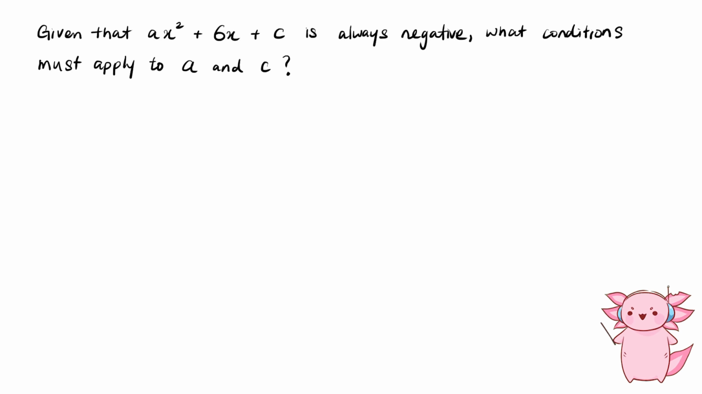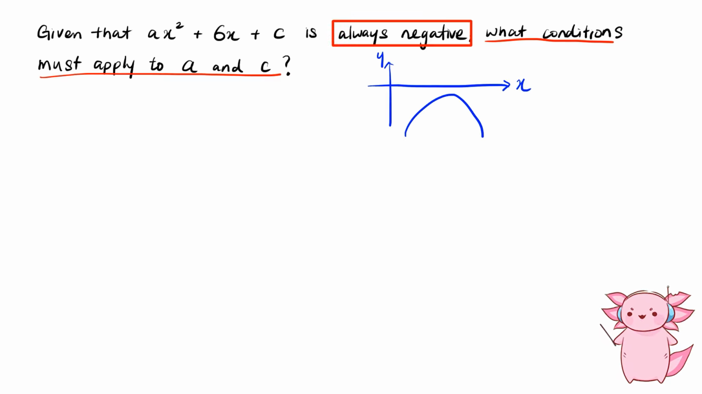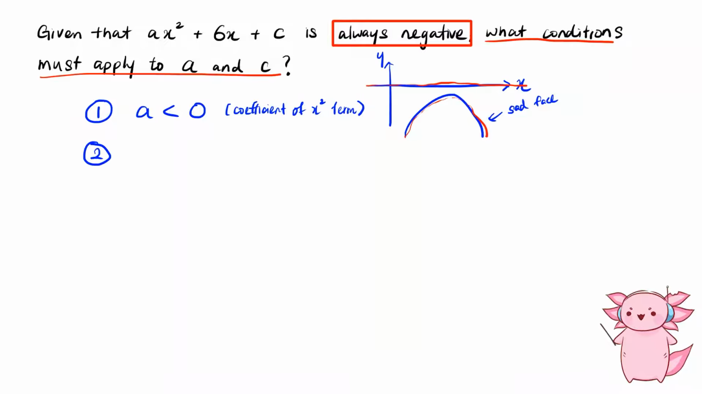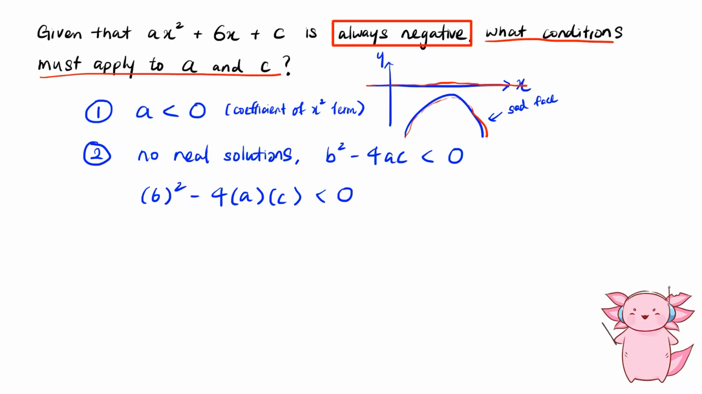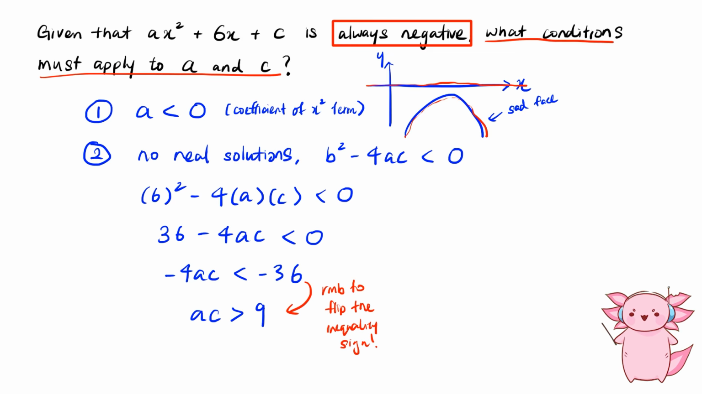This question looks quite confusing since they're asking for what conditions must apply to A and C. Now firstly, since it's always negative, we know that it kinda looks like this, so it has to be a sad face where it doesn't touch the x-axis. Then we know that the first condition is A is less than 0 since it's the coefficient of the x squared term. Also, because it doesn't touch the x-axis, there are no real solutions. So we know that b squared minus 4ac is less than 0, so substituting in the values, we can solve the inequality and we can get the second condition of ac is greater than 9.